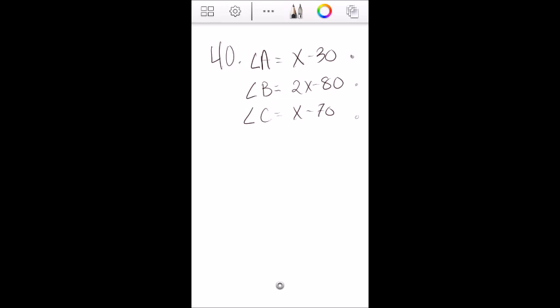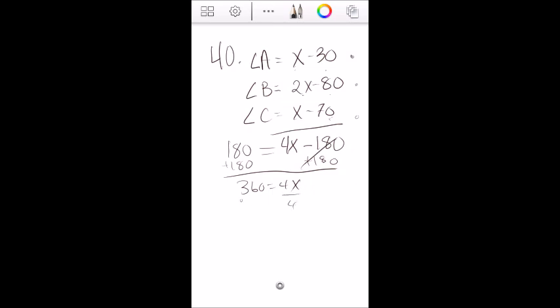But we have three angles, and we know that all three angles of a triangle always add up to equal 180 degrees. So let's add this up. x, 2x, and x. We add that up and we get 4x. And negative 30, negative 80, negative 70. Well, 70 and 80 add up to 150, plus 30 gives me negative 180. So then we can solve this equation here. We'll add 180 to this side, add 180 to this side. We get 360 equals 4x. Cancel that out there, and we'll divide by 4, and we get that x is equal to 90.